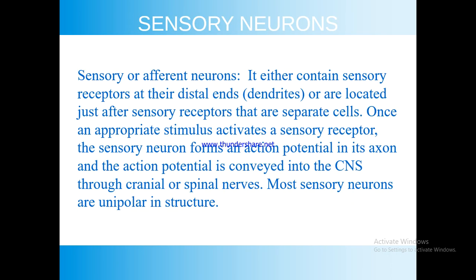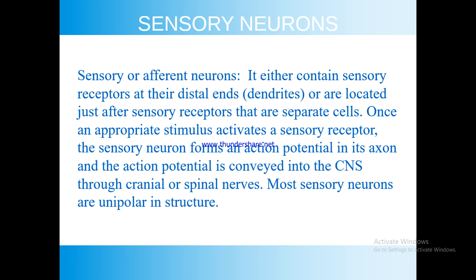Sensory or afferent neurons carry the nerve impulse from the body parts to the central nervous system. It either contains sensory receptors at the distal sites or is located just after the sensory receptors that are separate cells. Once an appropriate stimulus activates a sensory receptor, the sensory neuron forms an action potential in its axon. An action potential is conveyed into the central nervous system through cranial and spinal nerves. Most sensory neurons are unipolar in structure.